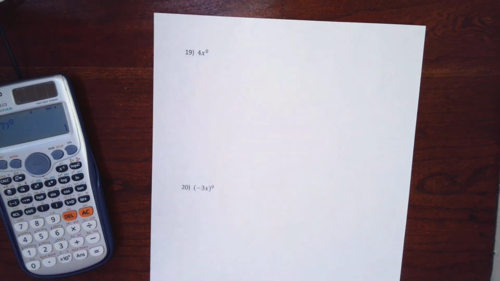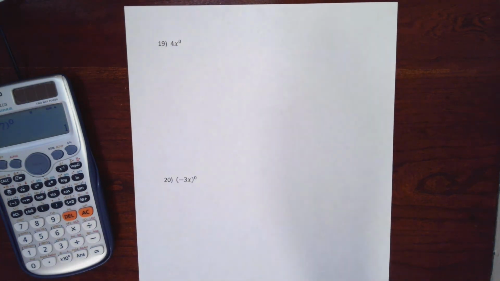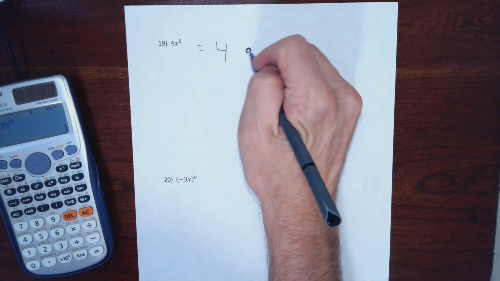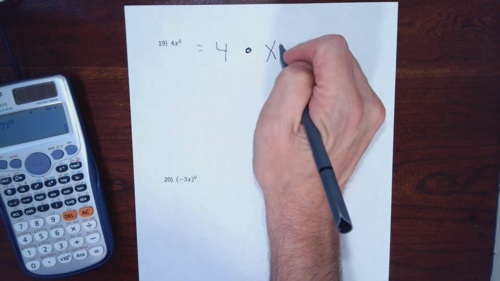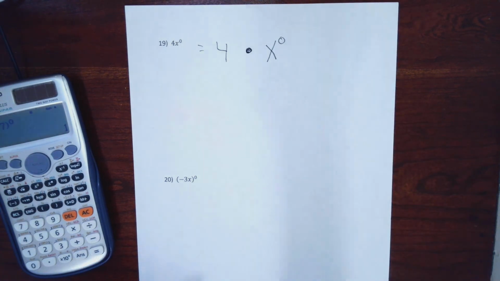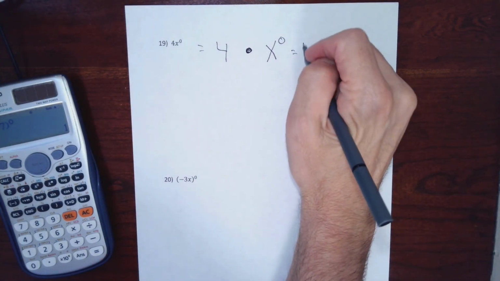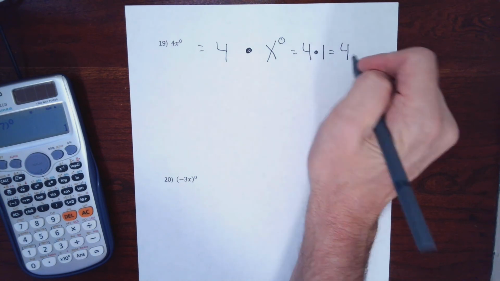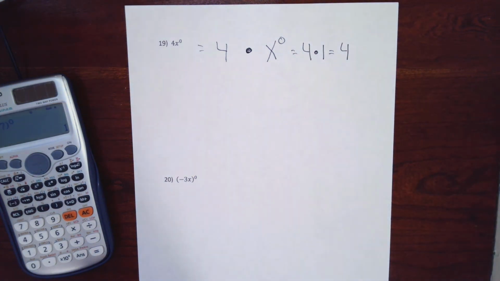I couldn't do 19 or 20 on my calculator because of the variables. In 19, I have to think of the 4 and the x to the 0 as having a times sign between them. When there isn't a parentheses, the exponent of 0 in this case only applies to the x. X to the 0 power is equal to 1, but the 0 exponent doesn't impact the 4. So the answer to 19 is going to be 4.